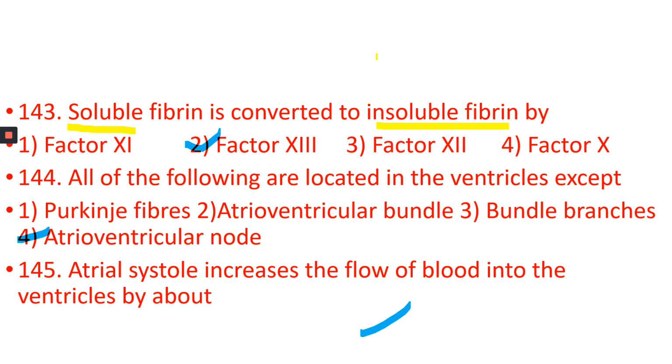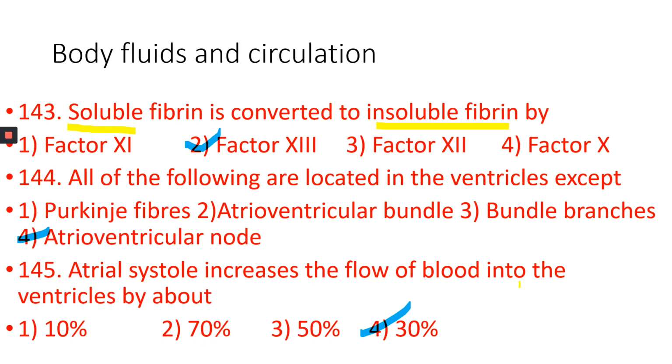Atrial systole increases the flow of blood into the ventricles by about. Okay, this bit will be covered in next week's syllabus. In the cardiac cycle, you learn that it is constantly 30%.